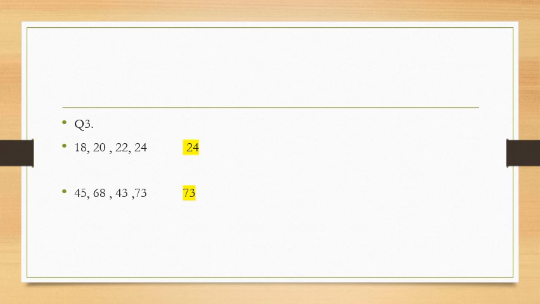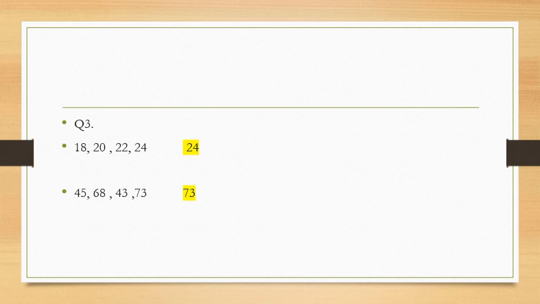Now children, next question, question number 3. Here some numbers are given and you have to find out which is the largest number among these numbers. So children, the numbers are 18, 20, 22 and 24 in the first part. So here children, 24 is the largest number among these numbers. Okay, so here you will write 24.